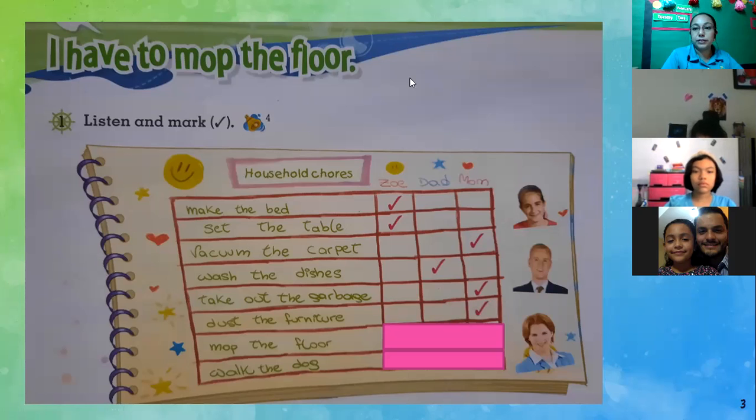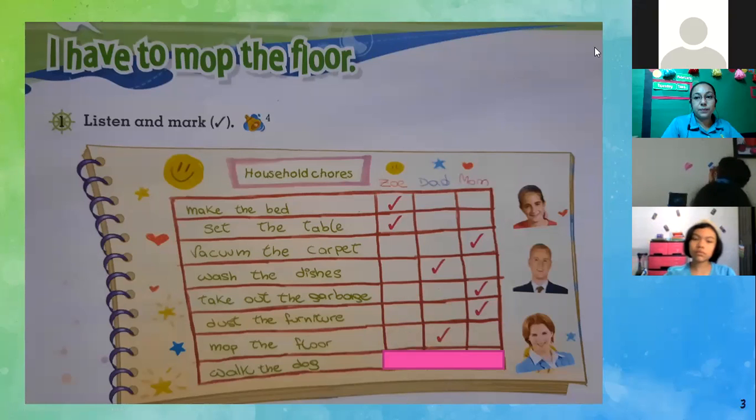Mop the floor. Okay, who mops the floor? Okay, you said that is dad. Let's check. Dad, exactly. And the last one, walk the dog. So, dad or mom? Okay, dad. Anderson, give me the answer.